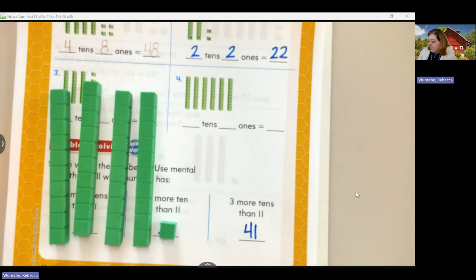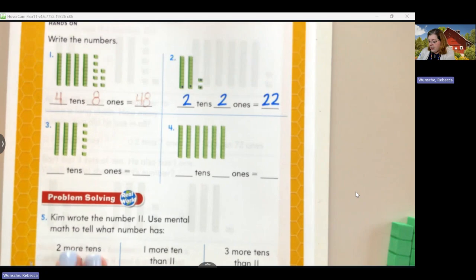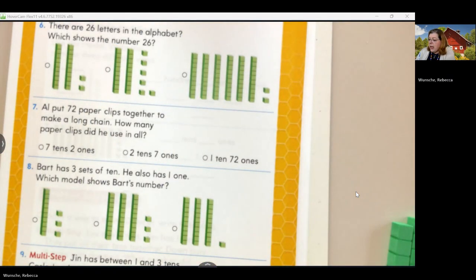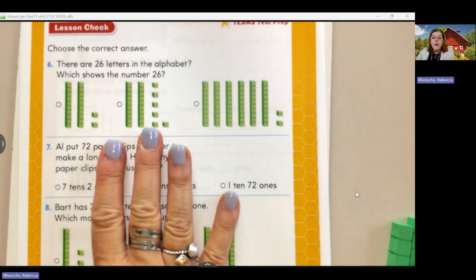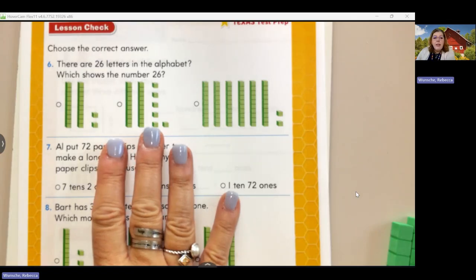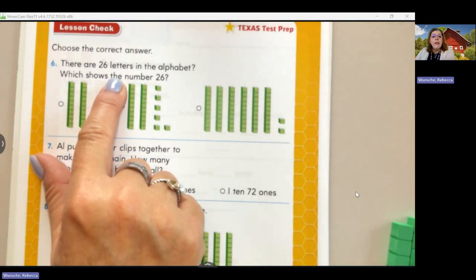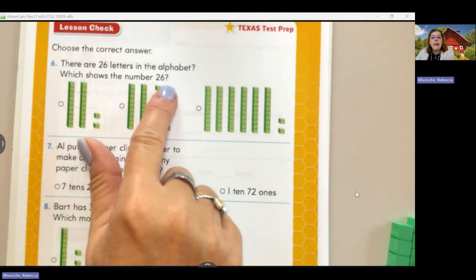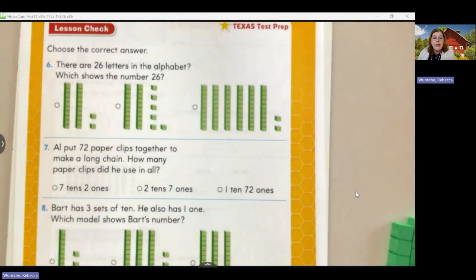I love being able to see models and pictures to help me represent my numbers. Along with that, I also love looking at sometimes the model and picture that is trying to make me really, really think. So in this case, I'm going to look at this problem that says there are 26 letters in the alphabet, which shows the number 26. Well, I want us to look at all of these models before we make a decision.